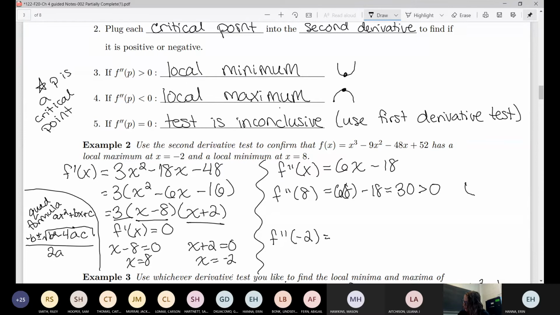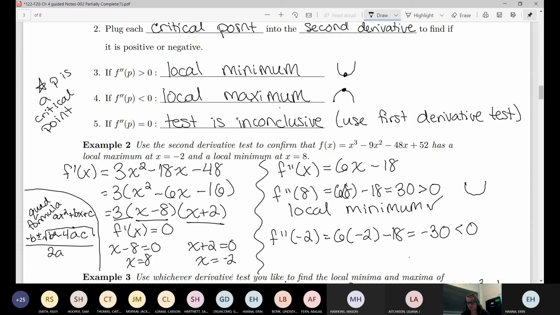So I always like to remind myself, positive would mean concave up. So this would be a local minimum, which is what they told us it should have been. So check that. And then 6 times -2 minus 18 will be -30. Coincidentally, the same number, but just different signs.